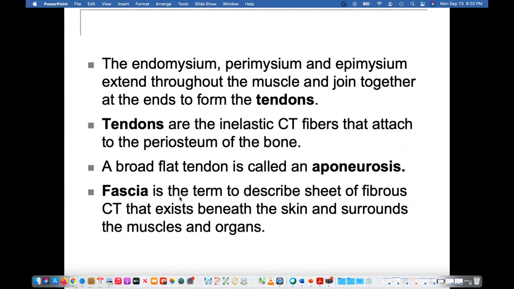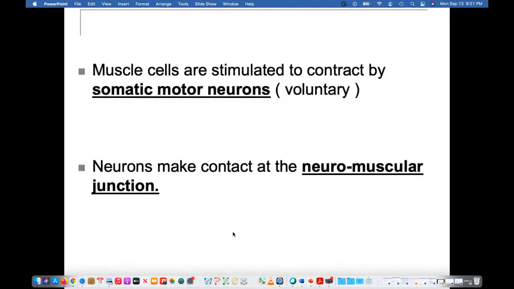Fascia, on the other hand, is the term that describes the sheet of fibrous connective tissue that exists between the skin and the surrounding muscles and organs. Okay, that's fascia.